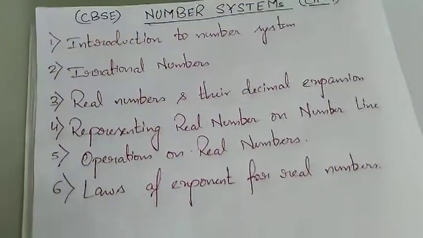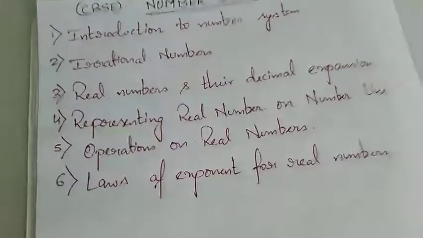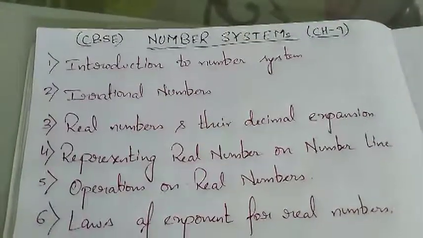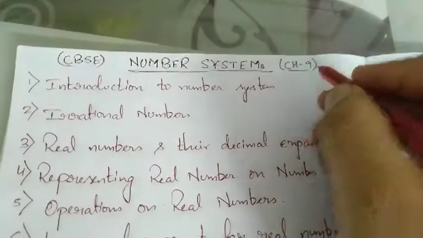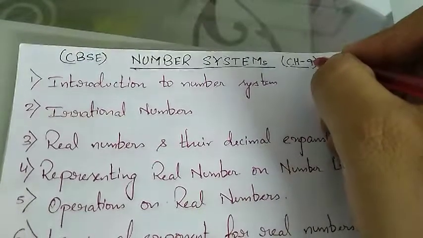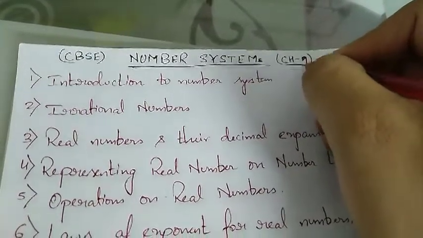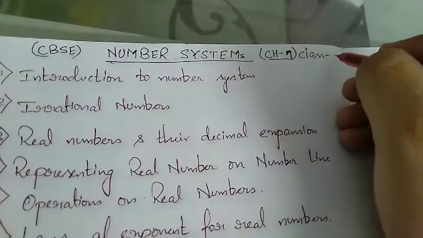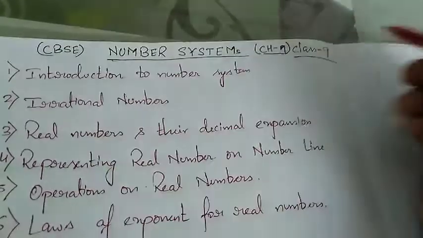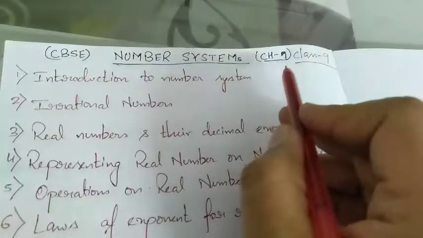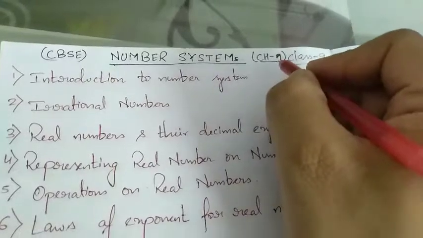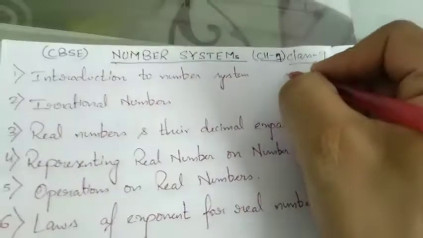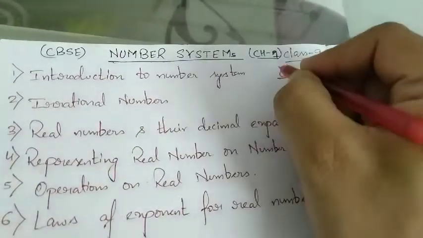Hello students. So today we are going to read Number System, which is a CBSE syllabus of class 9, and it is your chapter number 1. Okay, so Number System for CBSE, chapter number 1, class 9.